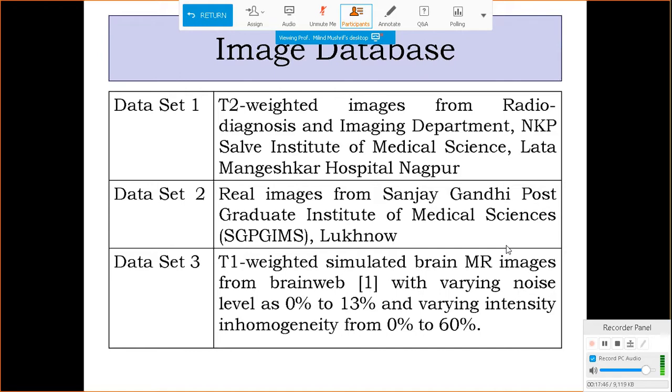So we have compared our algorithms with the benchmark images. In T1 weighted simulated brain images, images with noise varying from 0 to 13% are available, and intensity inhomogeneity varying from 0 to 60% are available.